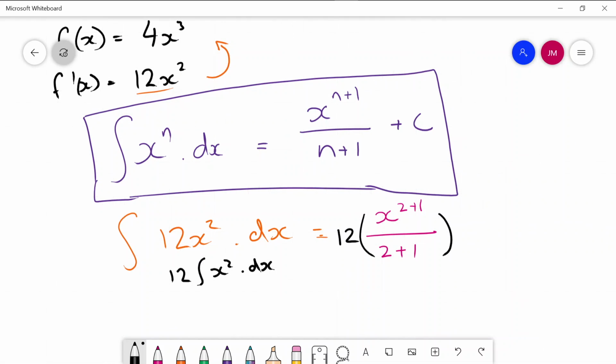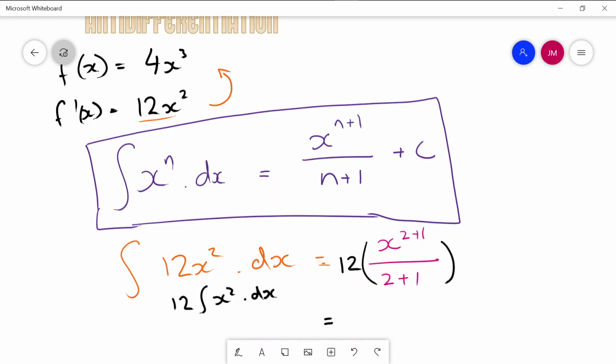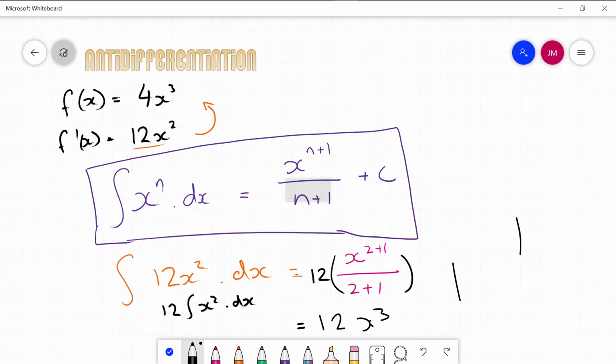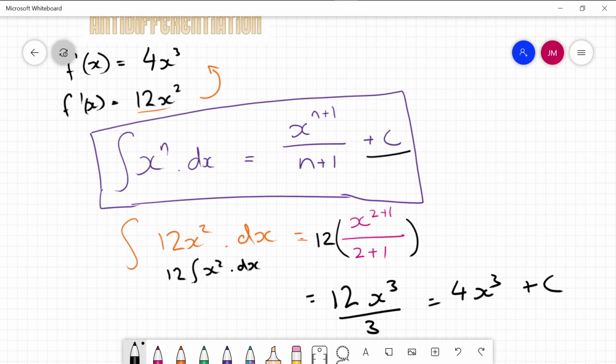Let's simplify and see what we get. We'd get 12 times x to the power of 3, all divided by 3, which would equal 12 divided by 3 is 4, x cubed. And I've got a plus c at the end. Okay, so we go, well, that doesn't look exactly like my first answer.